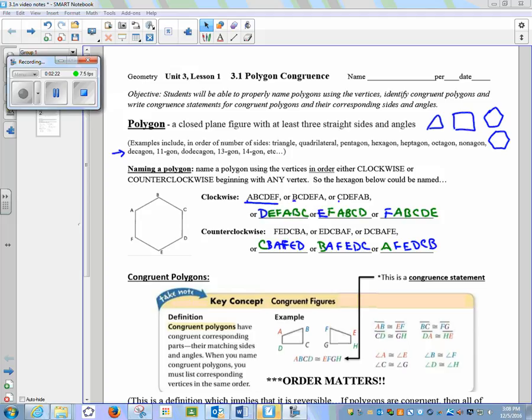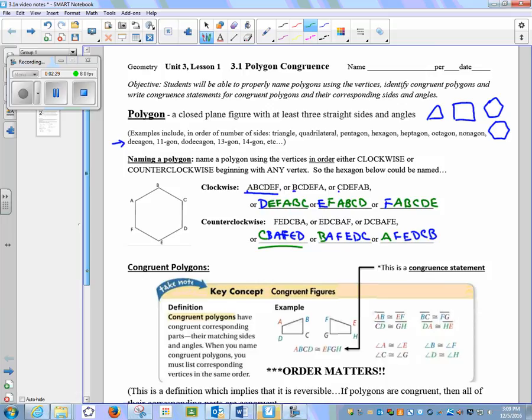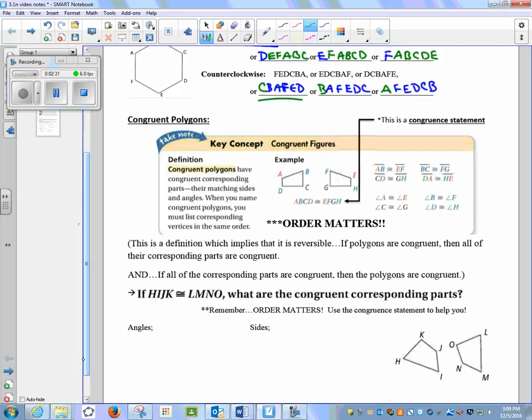Okay, so just make sure if you have a hexagon that you have actually 6 letters naming that hexagon. So there's the answers there. All right, the basic concept here about congruent polygons is if you have two polygons that are exactly the same size and exactly the same shape, they're called congruent.